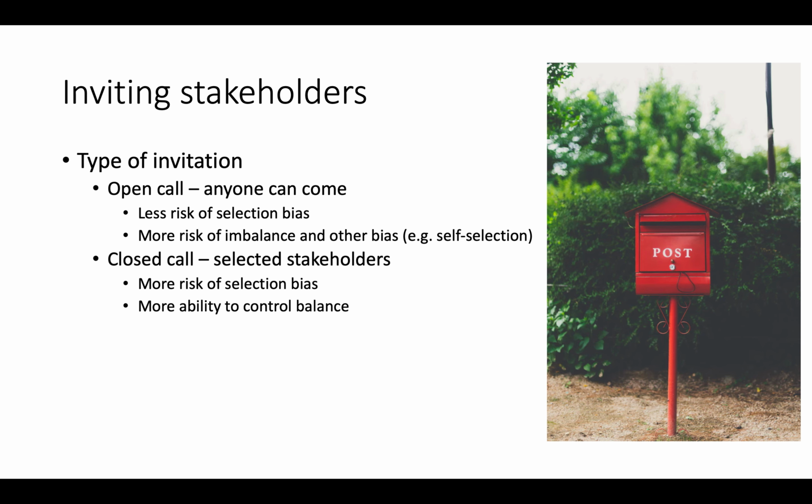With an open call, there is less risk that we might have selection bias, that we are selecting a biased subset of stakeholders. But there is more risk of imbalance and other biases like self-selection bias. So we might not be selecting particular groups of stakeholders, but they might be self-selecting based on people who really want to have an impact, or perhaps people who are easily able to spend time and come along. And we might also have imbalance because we're not identifying which groups we particularly want to have represented.